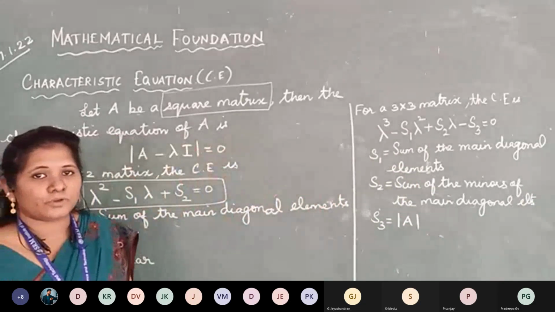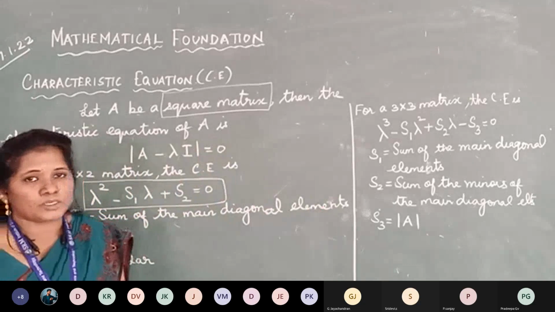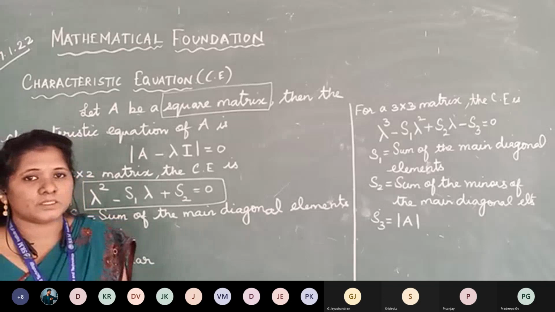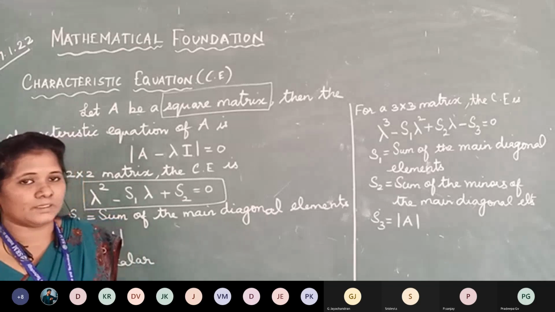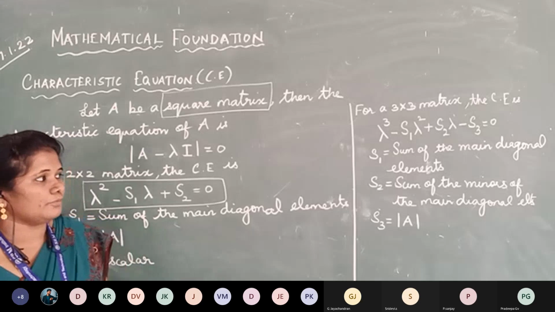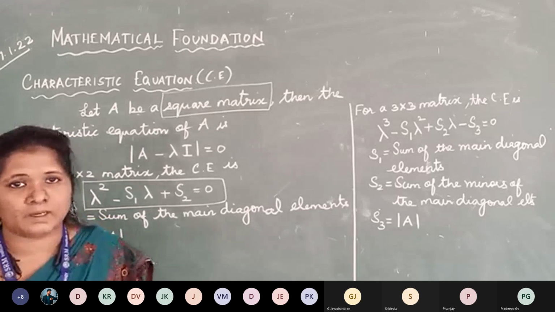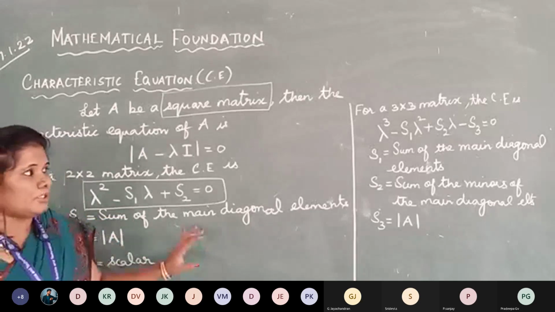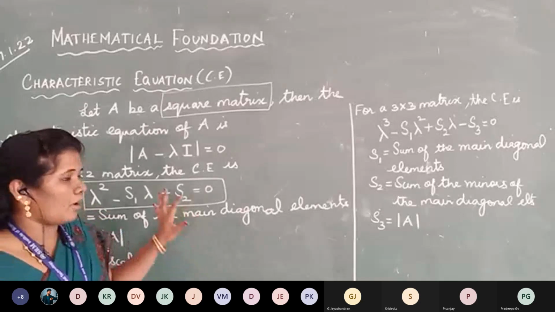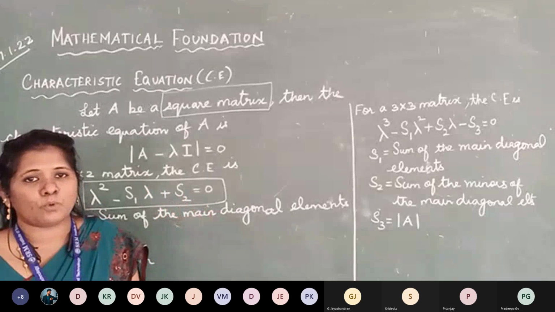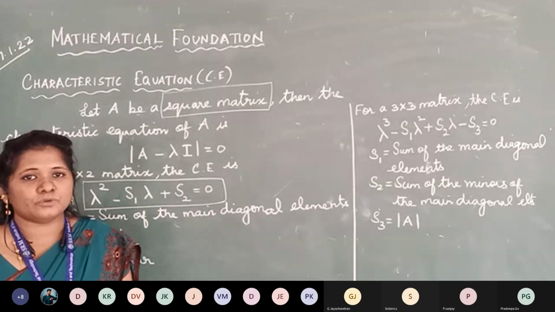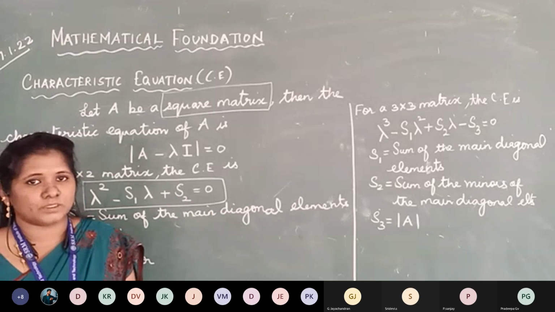For a 3 cross 3 matrix, your S1 will be the sum of the main diagonal elements. Your S2 will be the sum of the minus of the main diagonal elements. S3 will be equal to your determinant of A. So both the formulas you'll have to know by heart, because your characteristic equation is only for 2 marks. If you go wrong in this characteristic equation, the whole problem will go wrong. So definitely you'll have to know your characteristic equation.